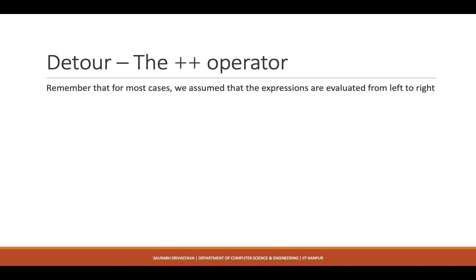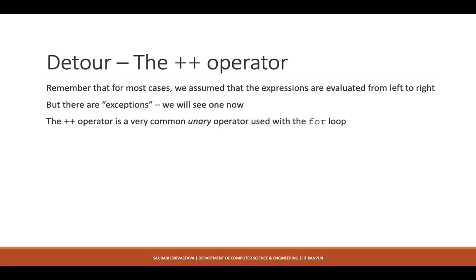There is an operator that you have seen there. I've written something like I plus plus. I simply told you that this is equivalent to writing I equal to I plus 1. But this operator is a very common operator that you will see, especially with for loops. And there is one more thing that I have told you till now, that in most cases we assume that the expressions are evaluated from left to right. There are certain exceptions I have told you. So this is one of the exceptions, by the way.